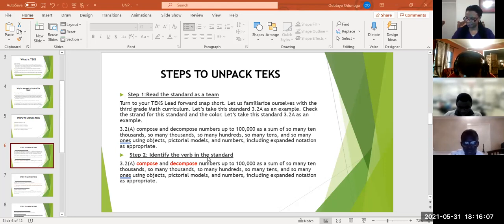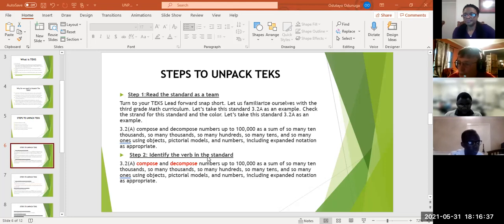I'll do 3.3H, and it says compare two fractions having the same numerator or denominator in problems by reasoning about their sizes and justifying their conclusions using symbols, words, objects, and pictorial models. So the verb would be compare. Yes, you're right. The verb there is going to be compare. Thank you. Who wants to go next?